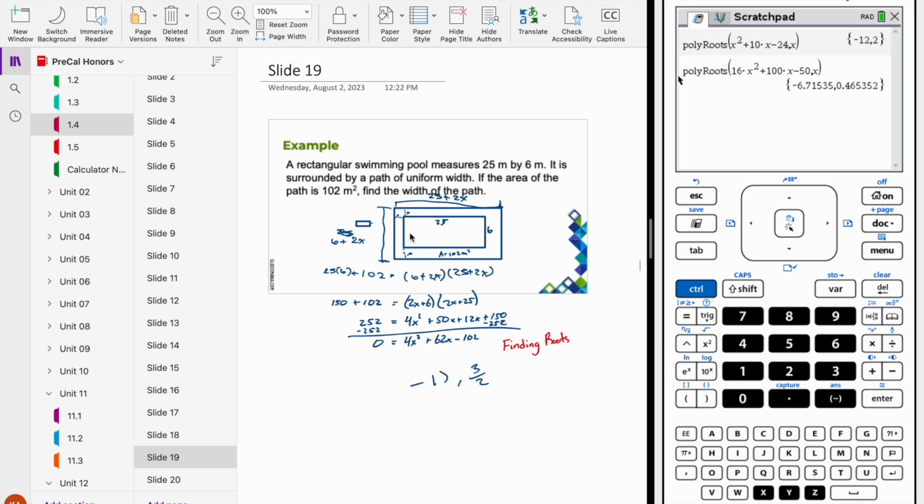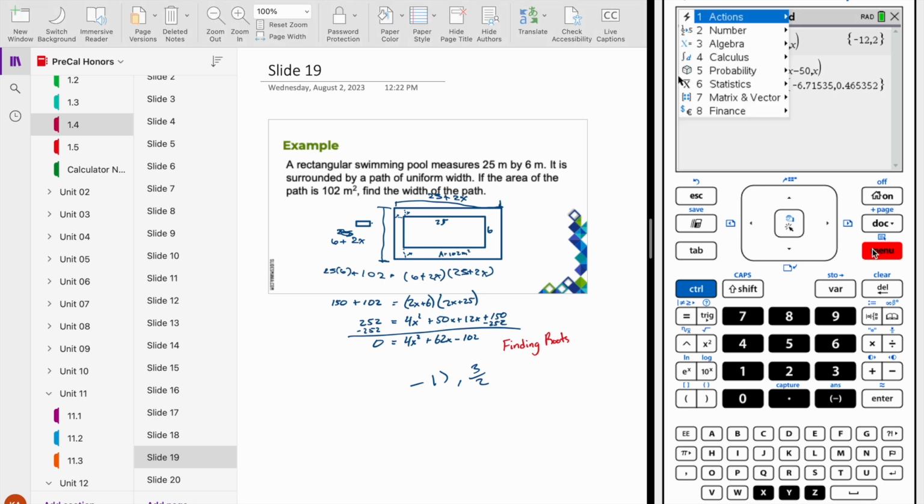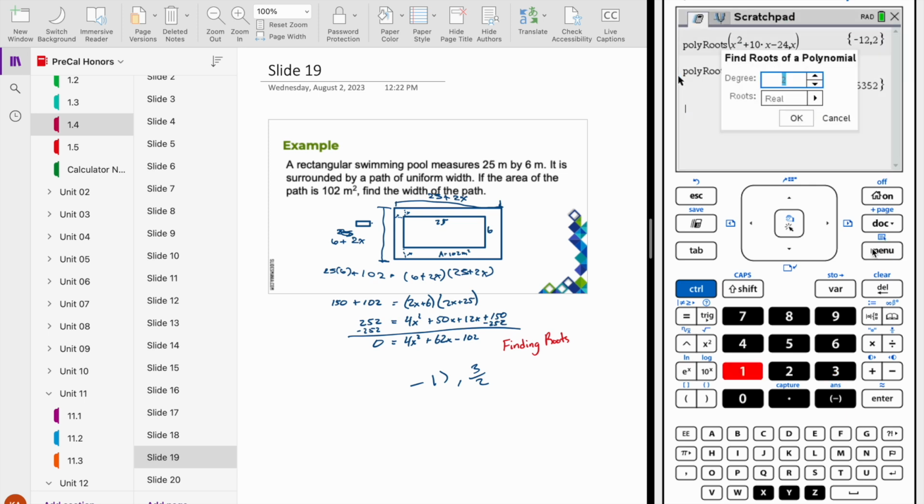First, it's understanding the size of the pool and adding 2x to each one of those measurements. That would leave us with our equation here. We're going to go ahead and set it equal to 0, so we're going to move over the 252. We go ahead, plug it into our calculator. 3, 3, 1.